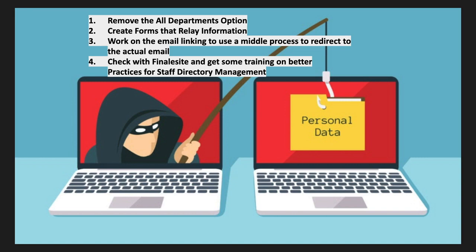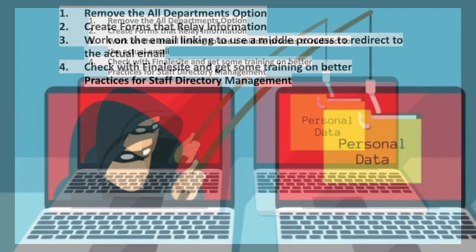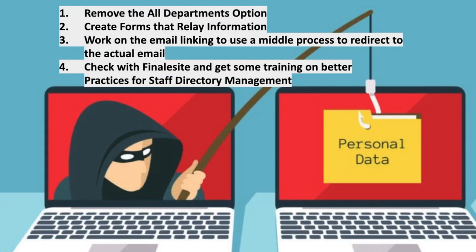All right, so just to recap, to avoid this being a liability, one easy thing to do is just remove the all departments option. This actually makes the whole process more tedious for the bot or the program. The second thing you could consider is creating forms that relay information. I've done this in the past where there's a central form. When parents or visitors click it, they can choose a staff member and it will forward the message to them, and it's very secure to do that. You can work on the email linking to use the middle process to redirect the actual email.